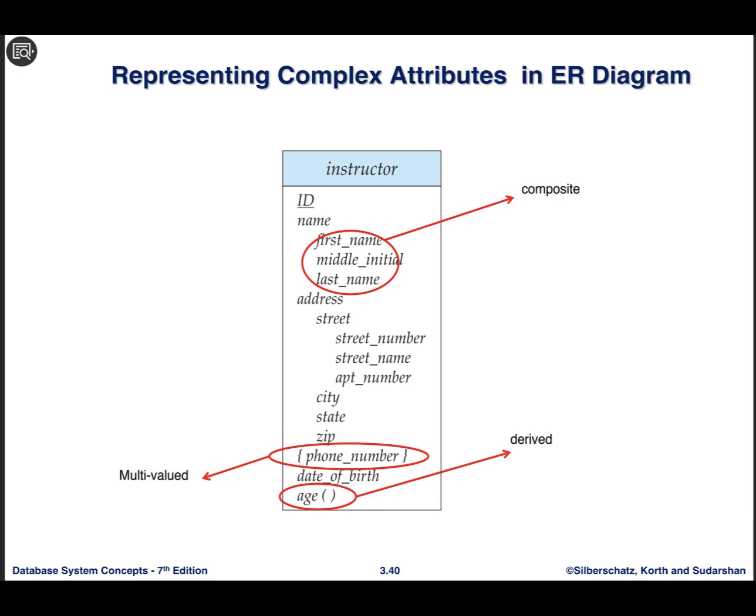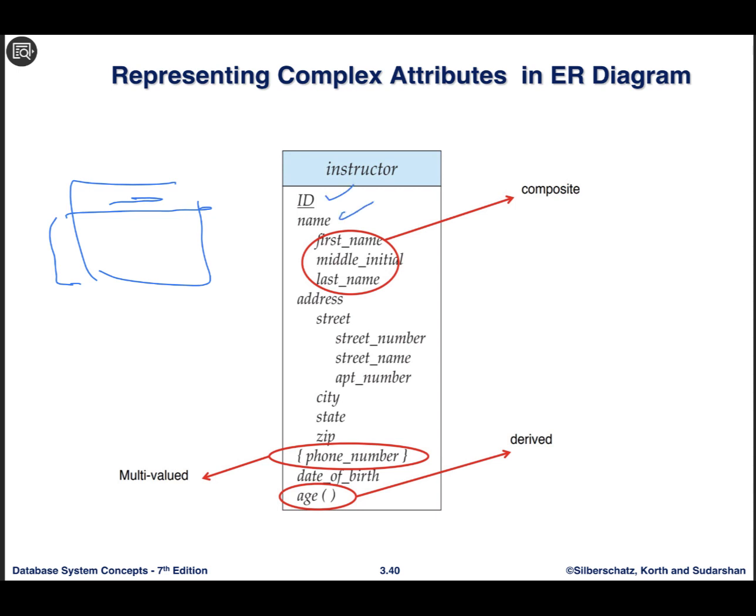If you want to represent the composite attribute, this is the way to represent it. Take a look at the ID and name. This is a normal attribute. Remember the entity set: the name of the entity set is the first part of the rectangle, and in the second part I just list the set of attributes that we have. So we have the ID here, the name.